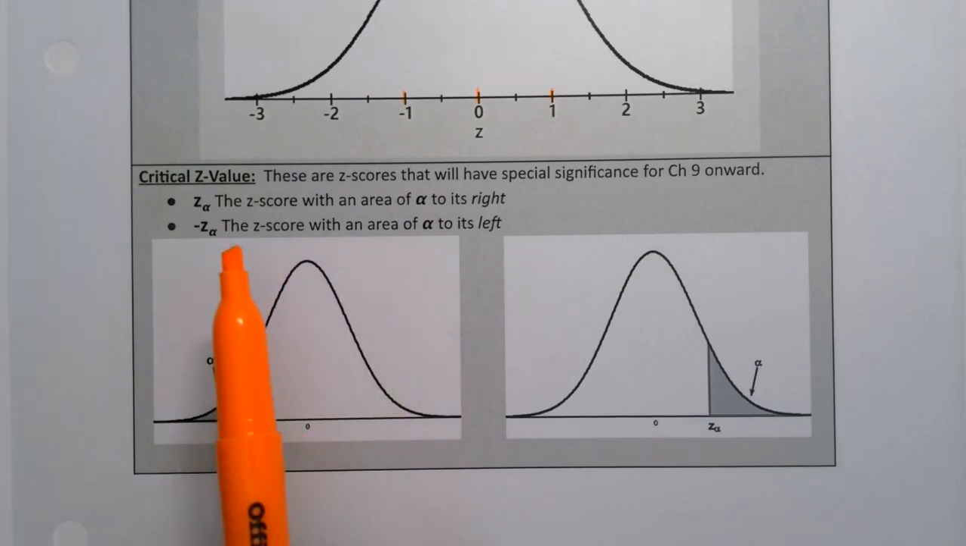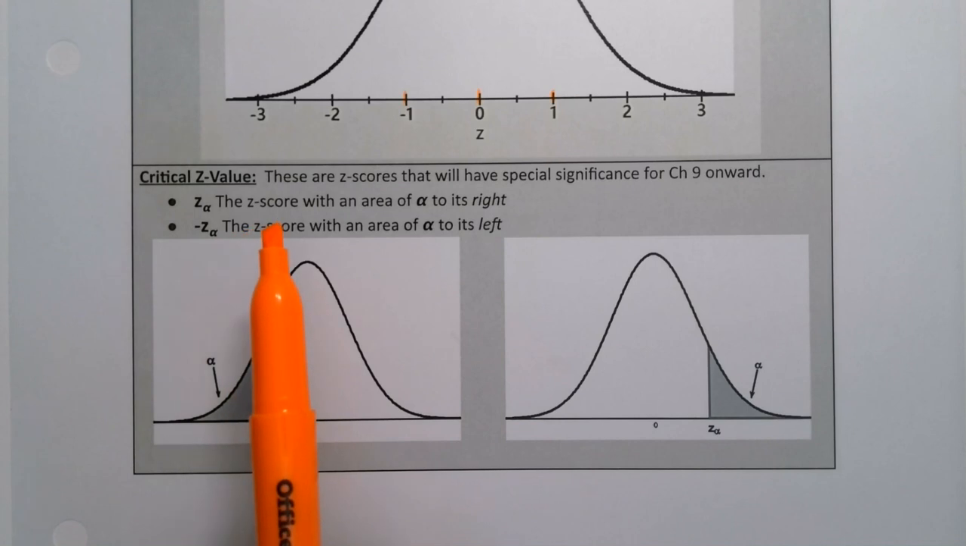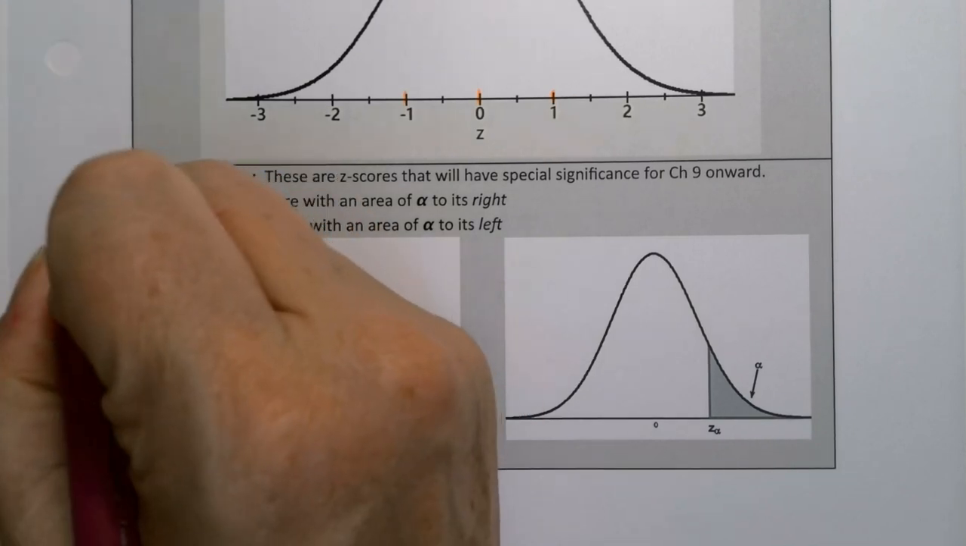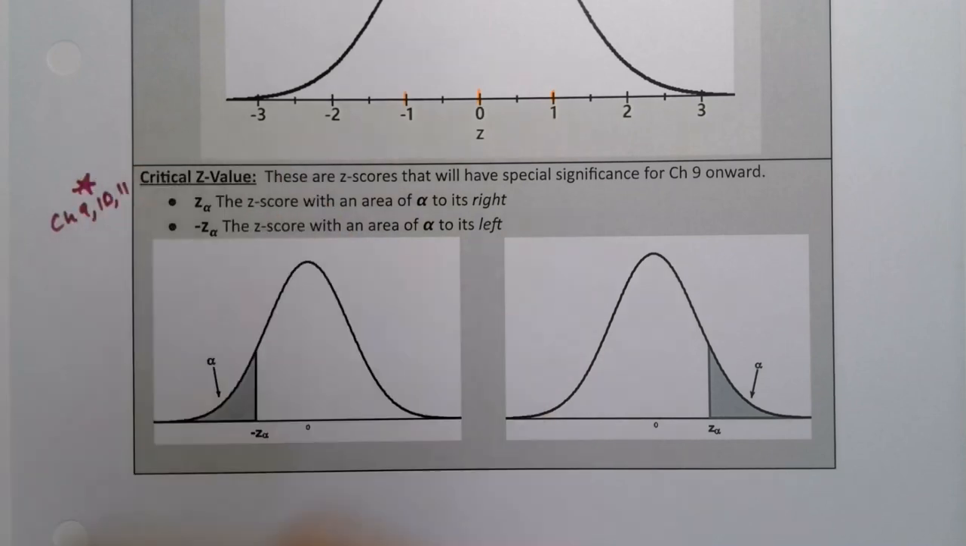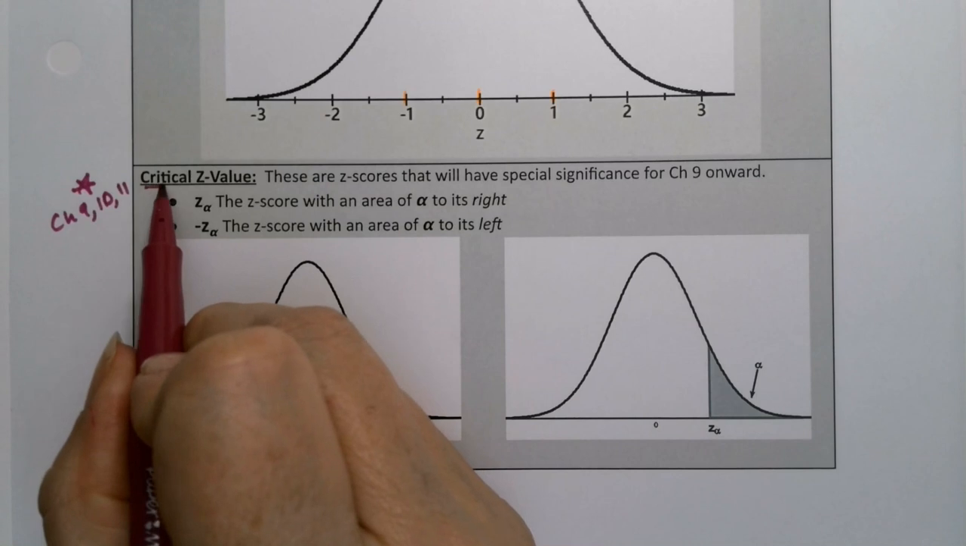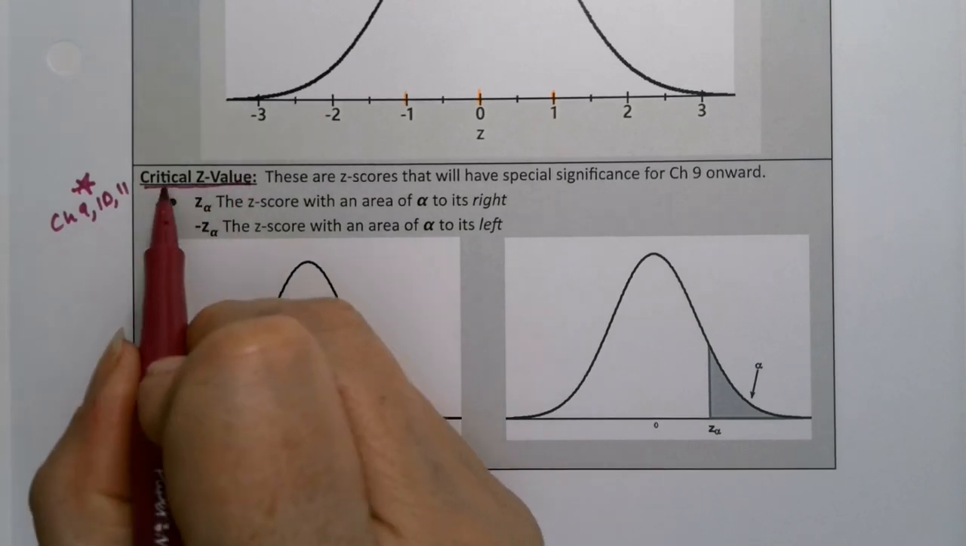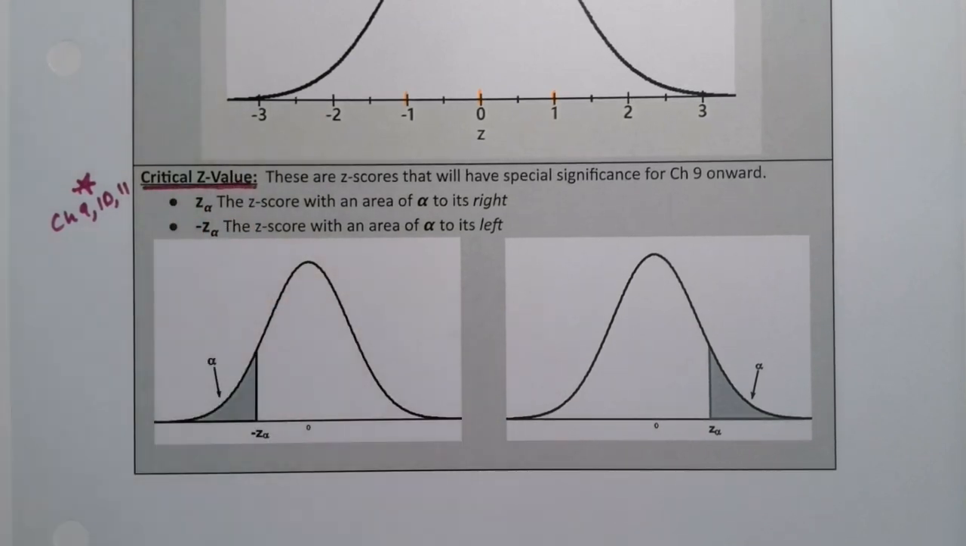All right, now what about critical z values? Also something we're going to see in chapters 9, 10, and 11 a lot. So if you want to let yourself know, this is chapters 9, 10, and 11. We'll see these again, right? These critical z values. So this is not going to go away. This is going to be something you're going to have to do repeatedly. So it'll be important for you to know the definition.